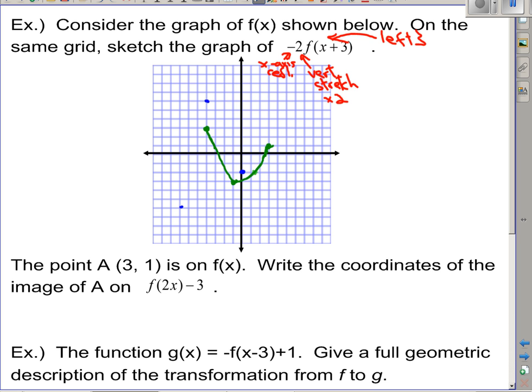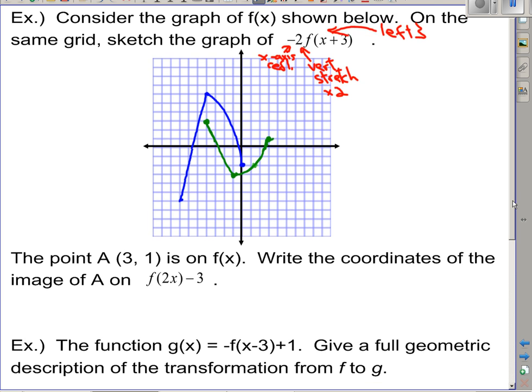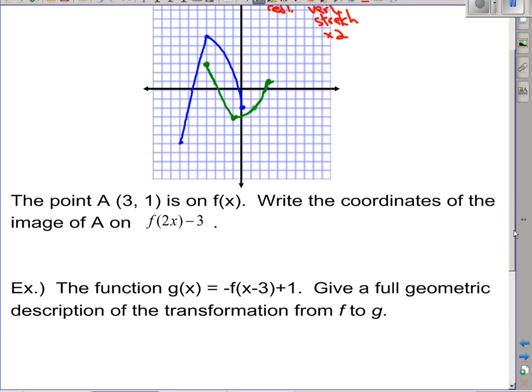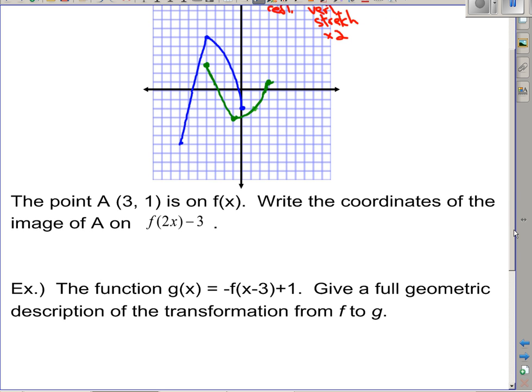Okay. Finally, I'm going to connect my points. So I have this curved bit to start with, and then the line. Okay, that gives us the general shape. The point A, (3, 1) is on f of x. So here it is, (3, 1).